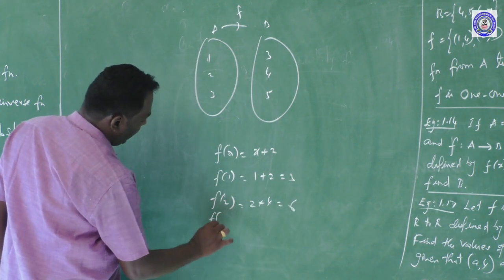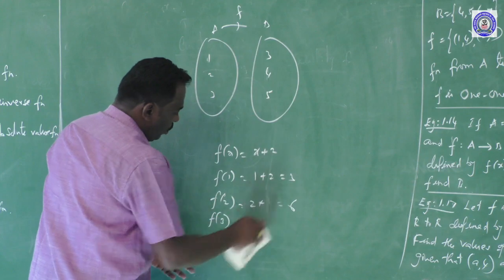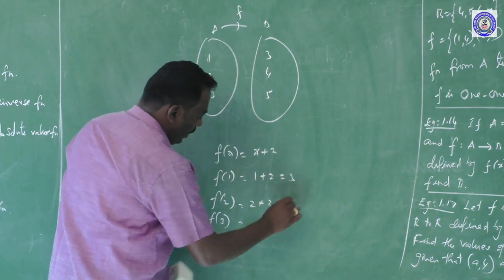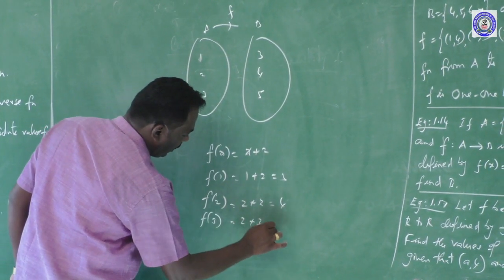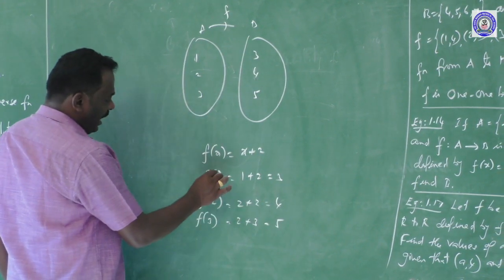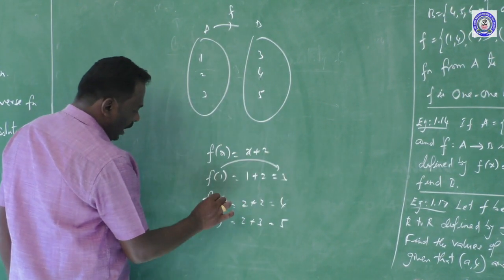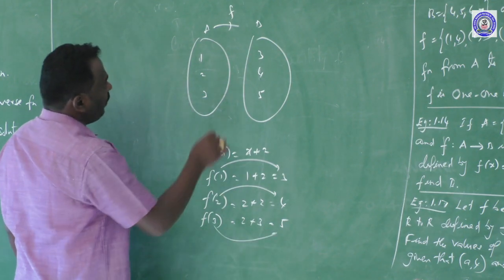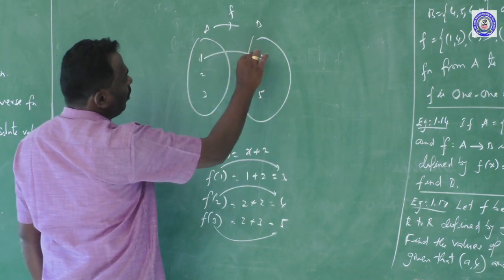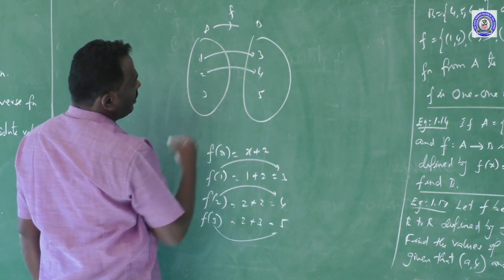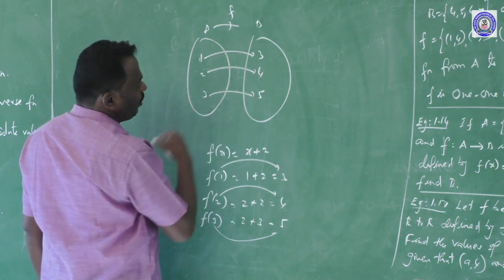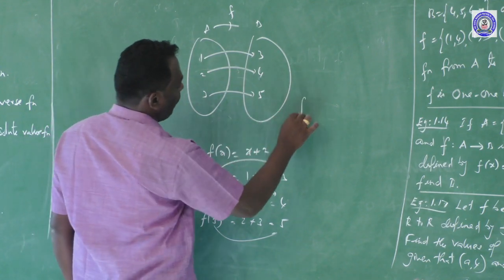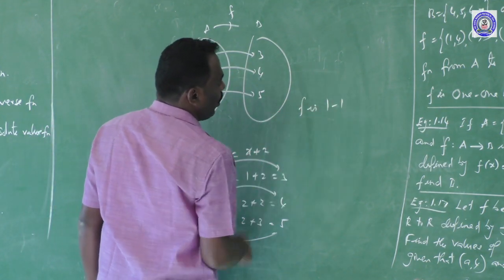Then f(3) = 3 + 2 = 5. That means 1 maps to 3, 2 maps to 4, and 3 maps to 5. So f is a one-to-one function.